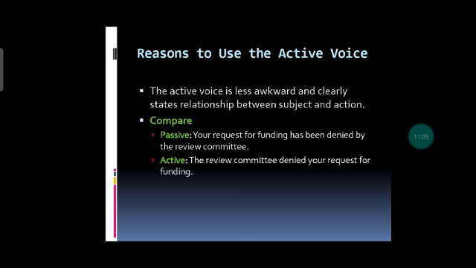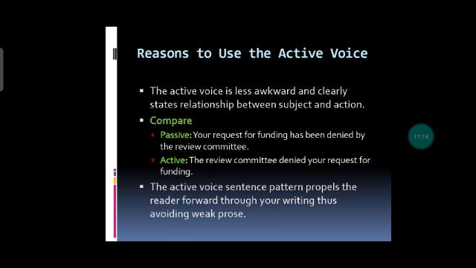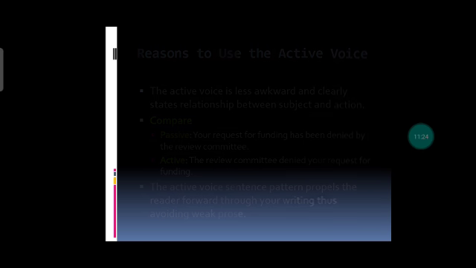But: the review committee denied your request for funding. The review committee is the doer, so it's active. The active voice sentence pattern pulls the reader forward through your writing, thus avoiding weak prose.